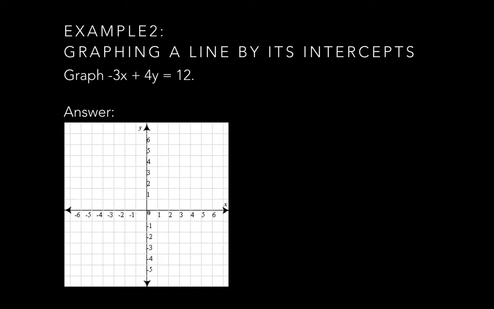Let's do another one like this. Now we're graphing negative 3x plus 4y equals 12. So the first thing to do is find those intercepts. Because it is in standard form, it's easy to graph with finding intercepts. To find your x-intercept, let y equal 0. That would give us negative 3x equals 12. So x must be negative 4.